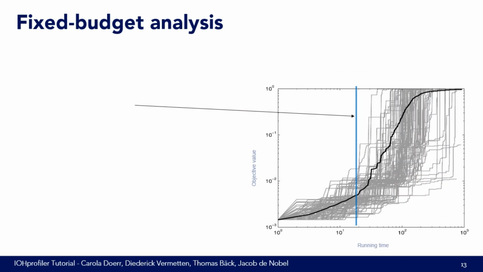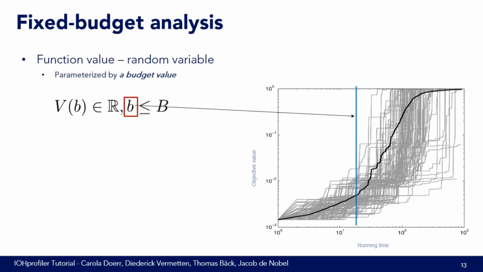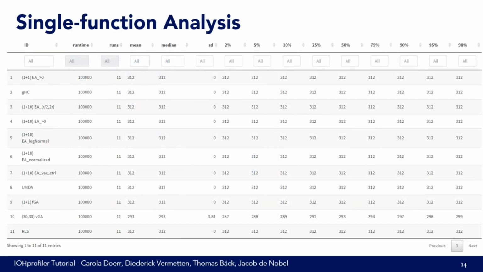Similar things are true for the fixed budget analysis. Here our function value is our random variable, parameterized by a certain budget value. We have again a certain number of runs of this, a certain number of observations, and we can again start aggregating this data in different ways. For example, these tabular data that you've seen, we can look at for a given function, for a given runtime, what is the mean, median, different quantiles of performance for these different sets of algorithms.